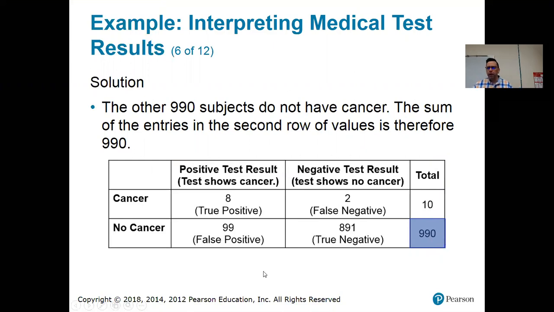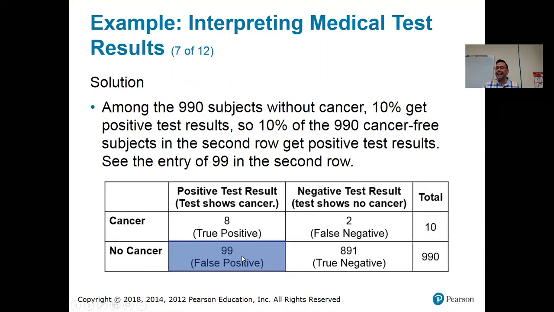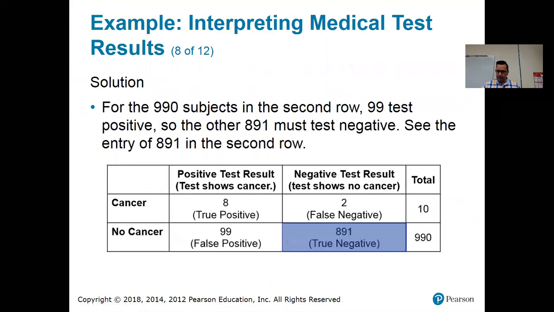Then they went over to the 99. They said 10% of 990 is 99. So this test is going to say that 99 of these people have cancer even though they don't. That's called a false positive. And that means that the remaining 891 people who don't have cancer, the test is going to say they don't have cancer.